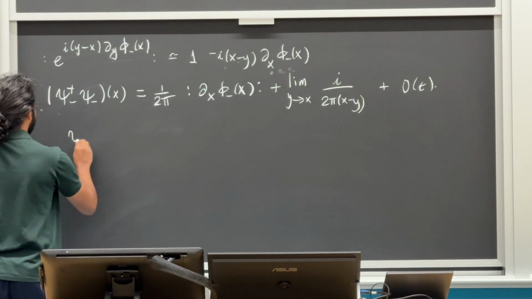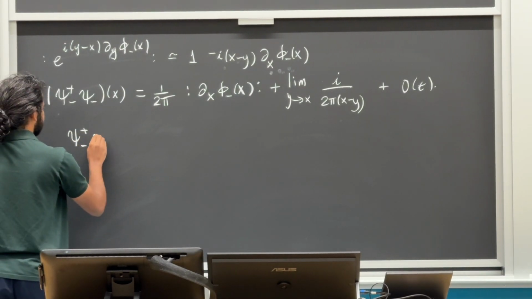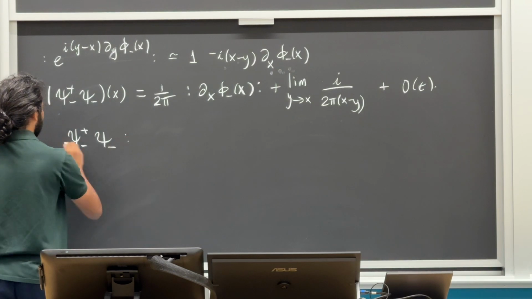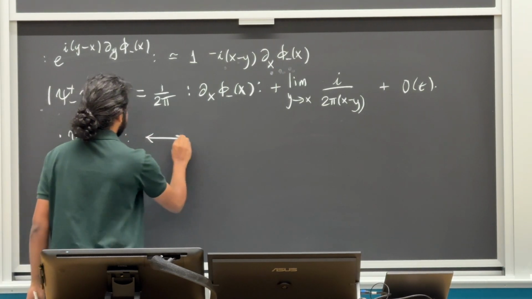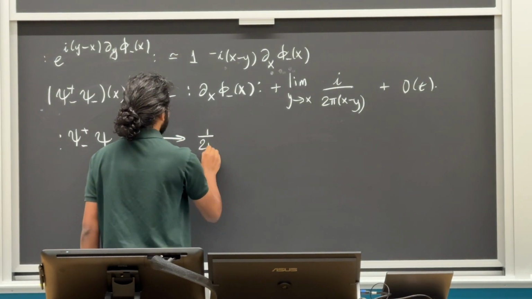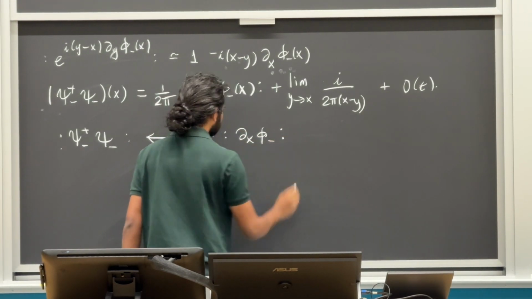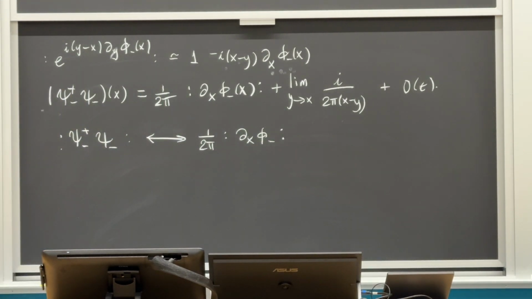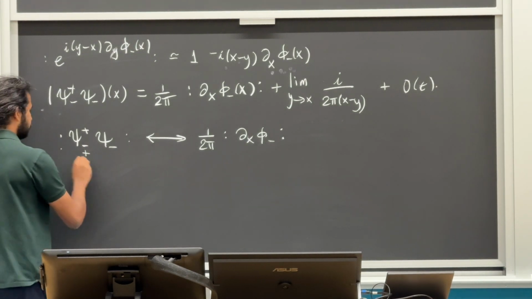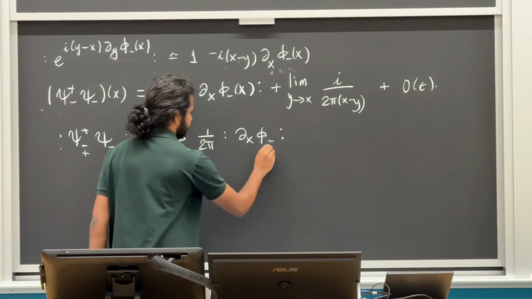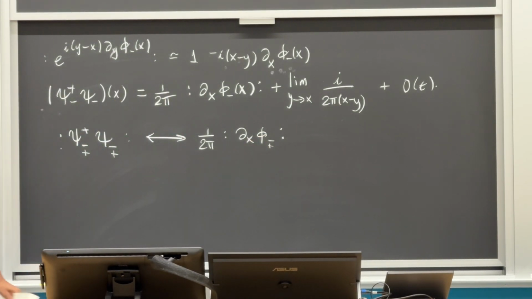In short, we have that the minus normal order maps to 2 minus. In a similar way, we can do it for the other fermion as well. We get exactly the same thing.